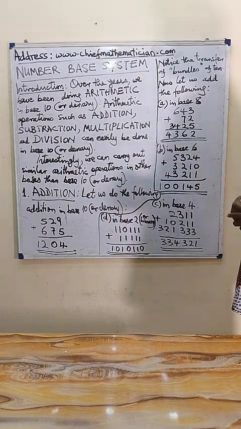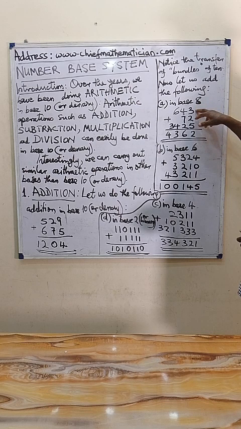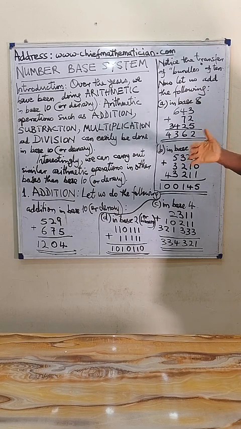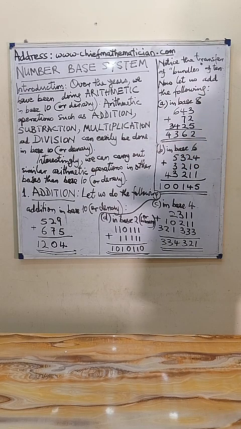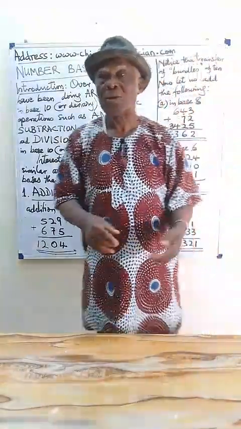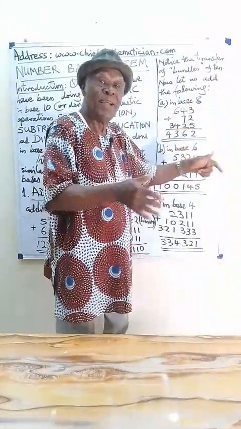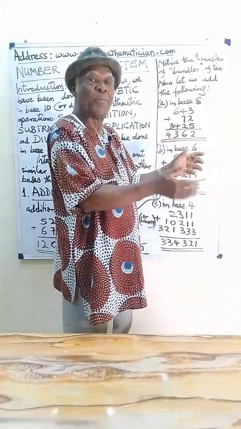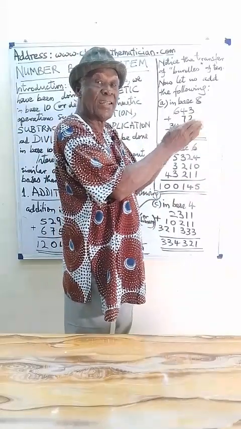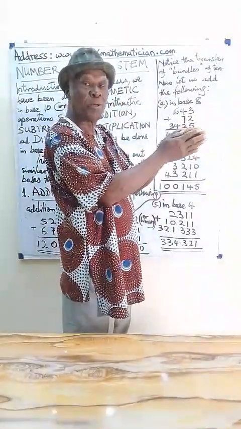Let us follow what we are doing gradually. 5 plus 2 is 7. Plus 3 is 10. But you are operating in base 8. So the 10 you obtained now doesn't arise. In base 8, that 10 represents one bundle of 8, remainder 2. So you put down the 2 and carry one bundle of 8.